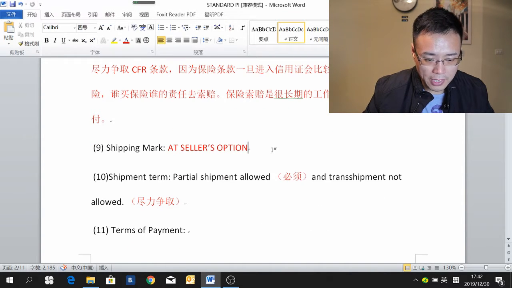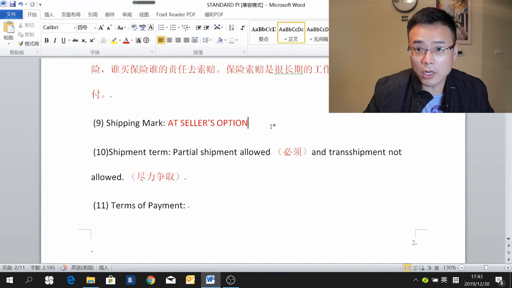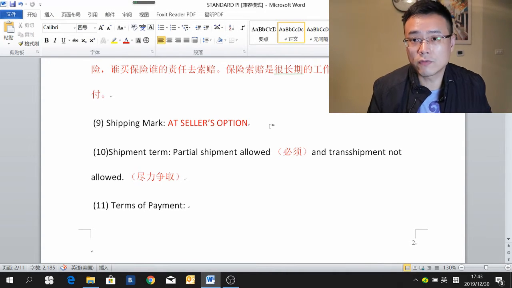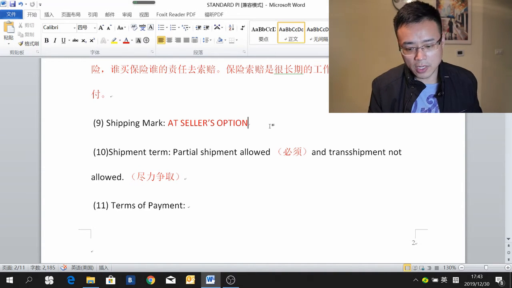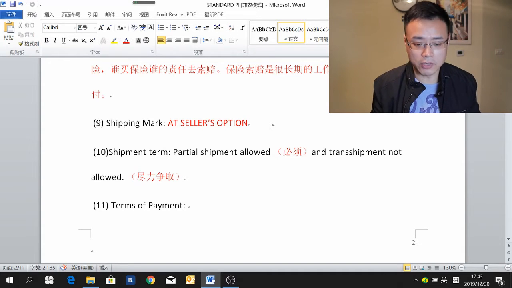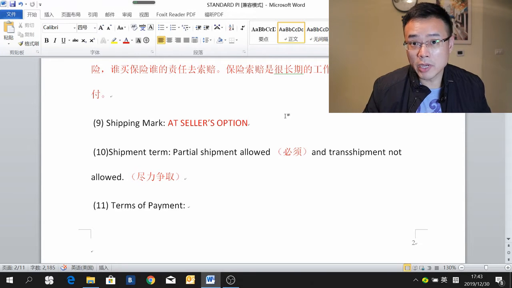Okay, shipping marks, a seller's option. This is nothing to explain. You have to follow the buyer's instruction on shipping marks. A shipping mark is a color label or color printed on the surface of the cargo or on the package of the cargo, just in order to select the cargo from a lot of cargo at the port storage. Without a proper shipping mark, your cargo may be taken away by somebody else.